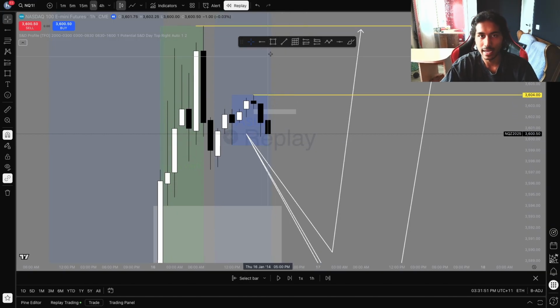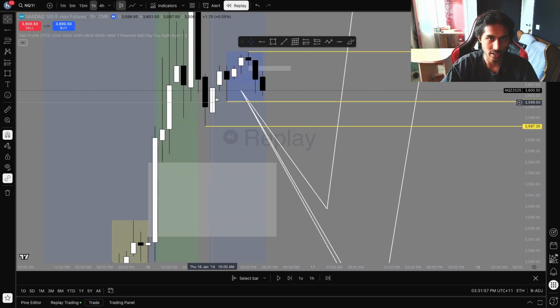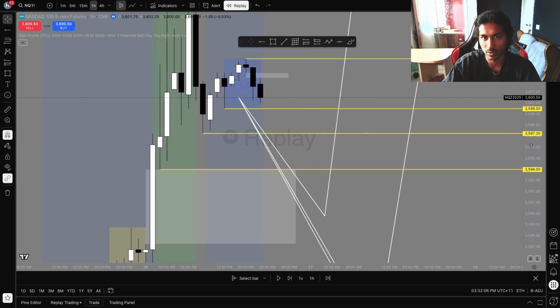Now, I can potentially target Asian lows. I can also target this. This is not a session liquidity, but I can also target it, and I can also target this. Why can I target this? Because we are rebalancing to the inefficiency, which is one of the reasons the market moves.